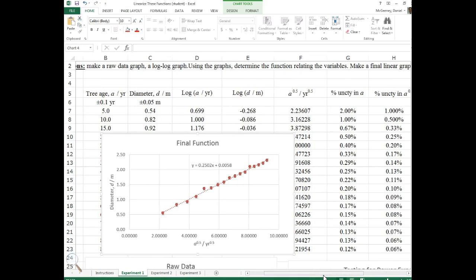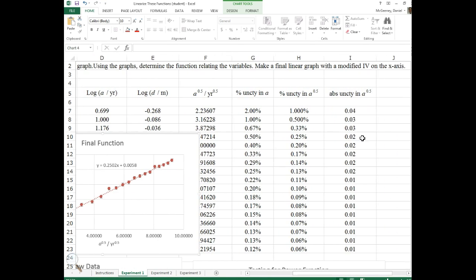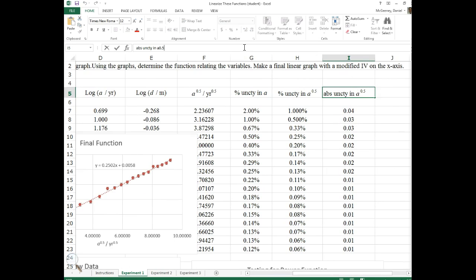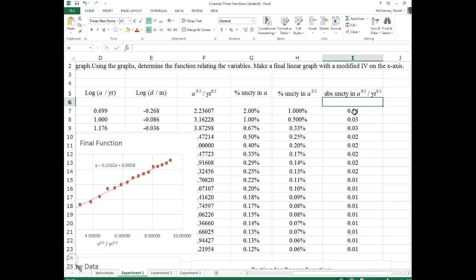First, I realized that I had forgotten that the absolute uncertainty in a to the 0.5 has units. The units are years to the 0.5. Now you see what it's done? Everything is superscript. So let me highlight what I don't want to have as a superscript. I've highlighted it. You can highlight it here as well. All of this should not be superscript. Then I hit the font button, uncheck the box, OK, and there we go. I forgot to include units in my absolute uncertainty.